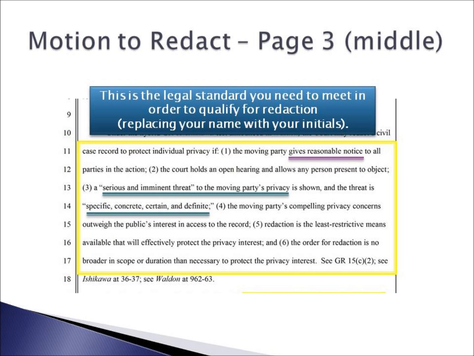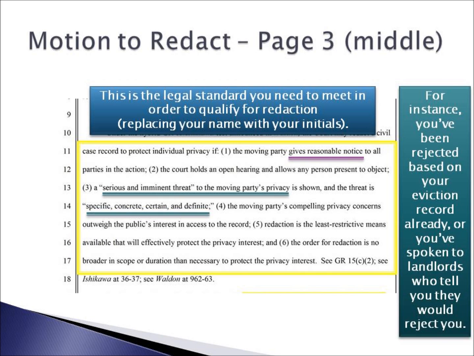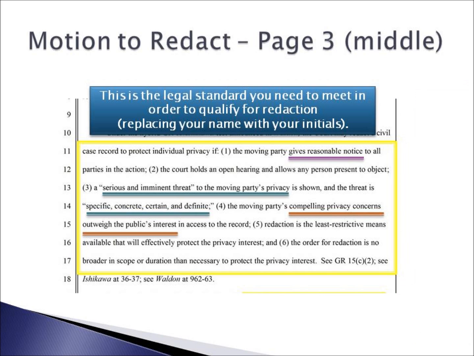What we need to show is that you're actually losing money or access to housing or something else that's very measurable. One of the easiest ways to meet this element is to show that you've been rejected as a prospective tenant based on having this eviction show up on your record.